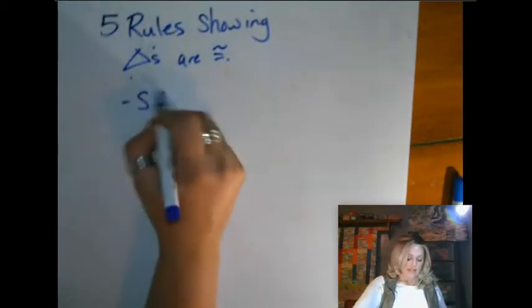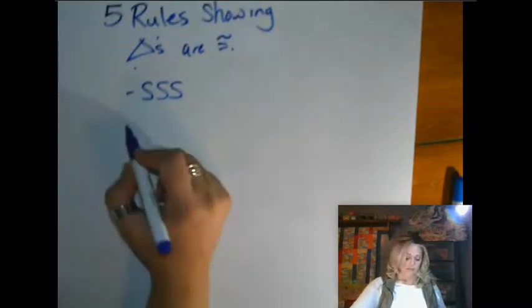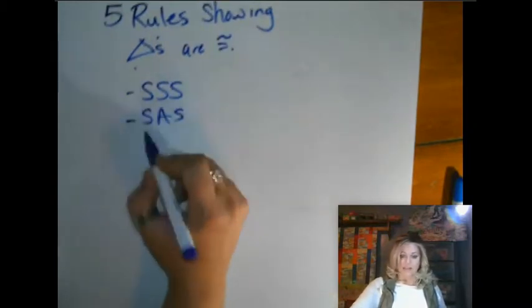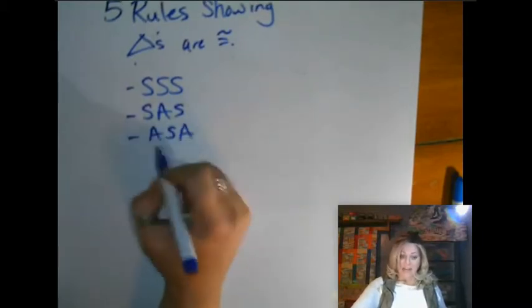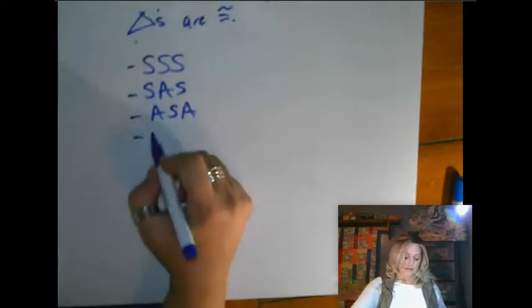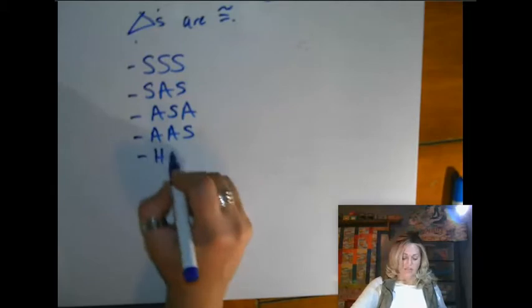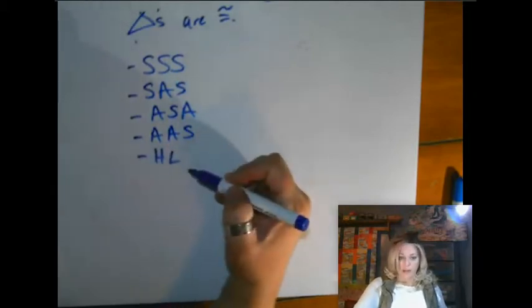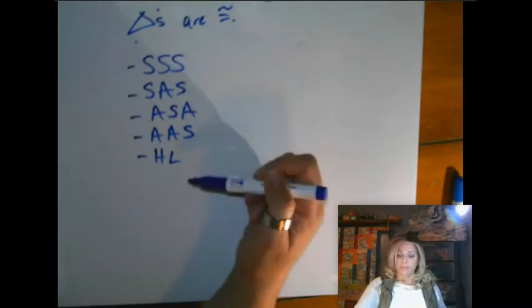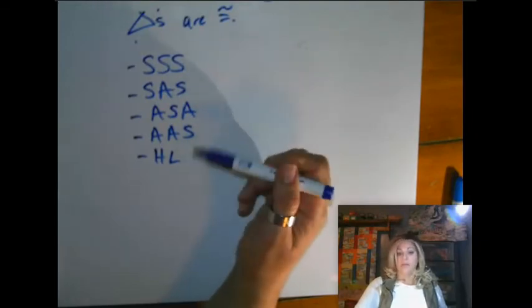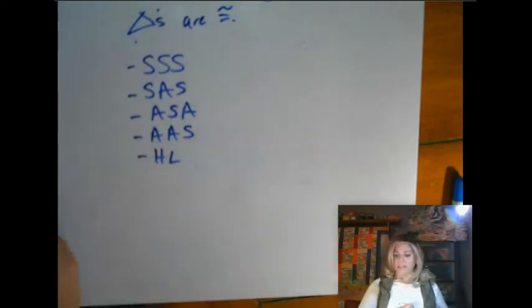First one, SSS, that stands for side, side, side. Side, angle, side. Angle, side, angle. Angle, angle, side. And this last one is HL. The order of these rules does not matter, but you have to know all of them. So we're going to go through each one step by step, and I'm going to show you what they look like, what to look for, what not to do, what to do, okay? So let's look through each of those.